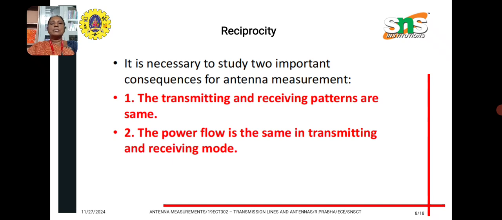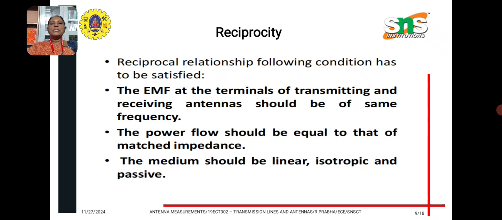And it is necessary to study two important consequences for antenna measurement. One is that the transmitting and receiving patterns are the same, and second one is that the power flow is the same in transmitting and receiving mode. And for the reciprocal relationship the following conditions must be satisfied. The electromotive force, the EMF, at the terminals of transmitting and receiving antennas should be of the same frequency. The power flow should be equal to that of matched impedance. The medium should be linear, isotropic, and passive.